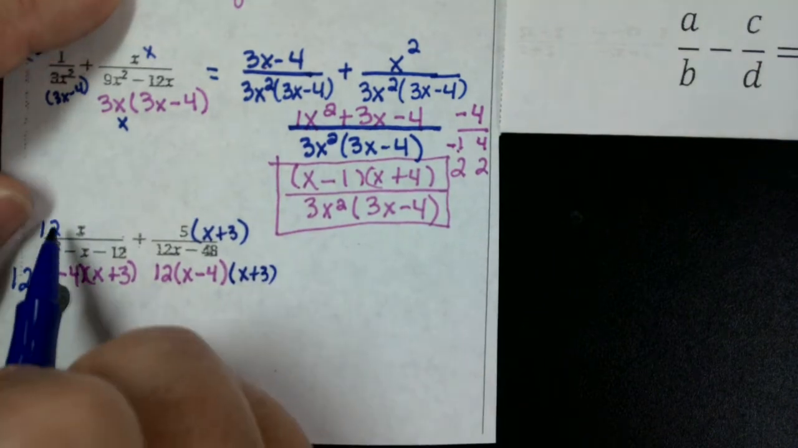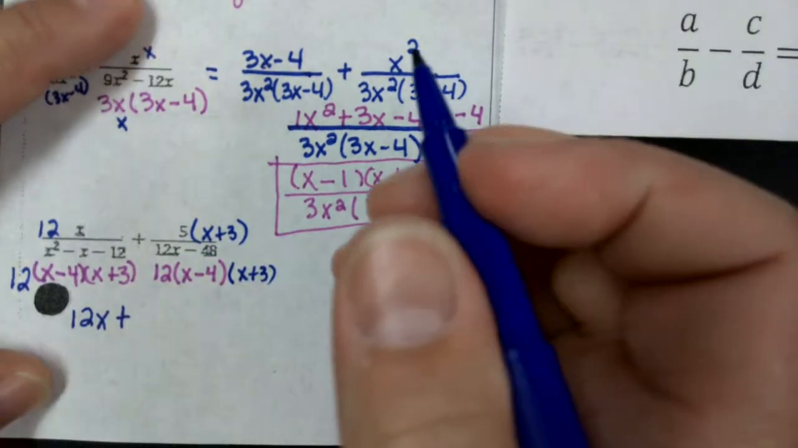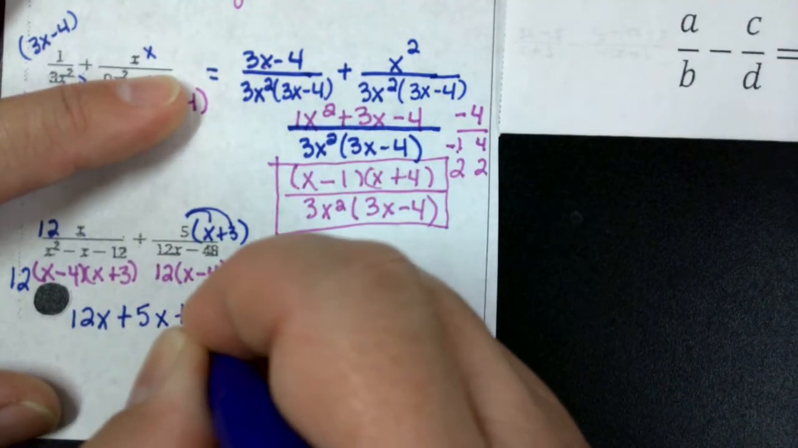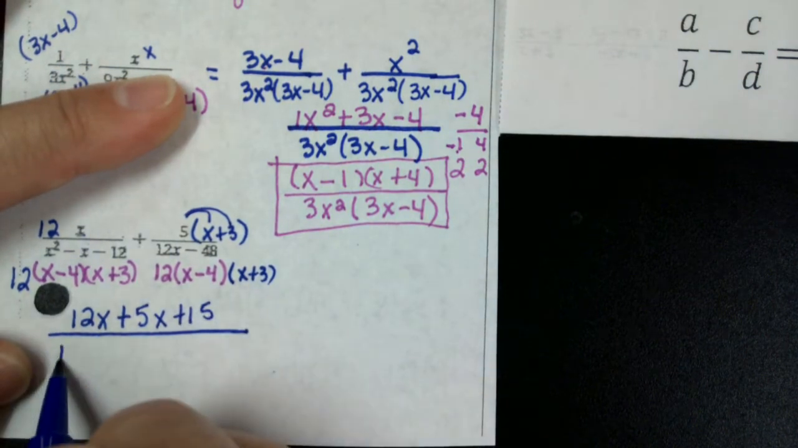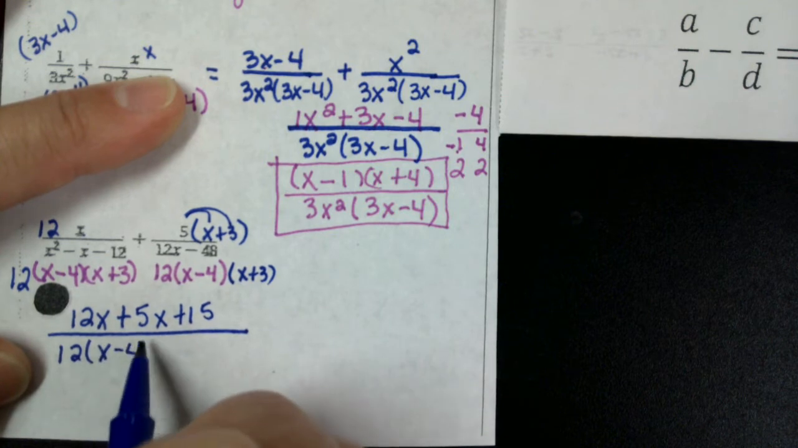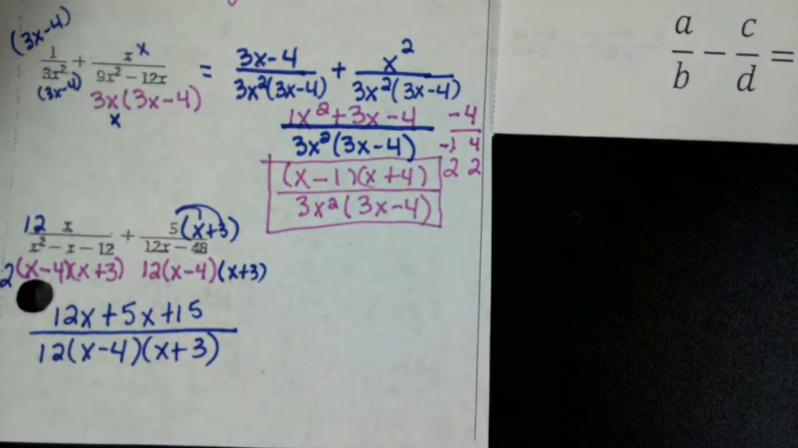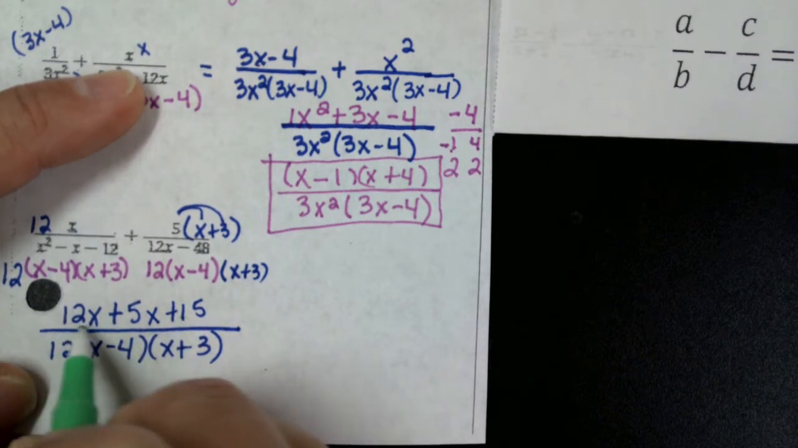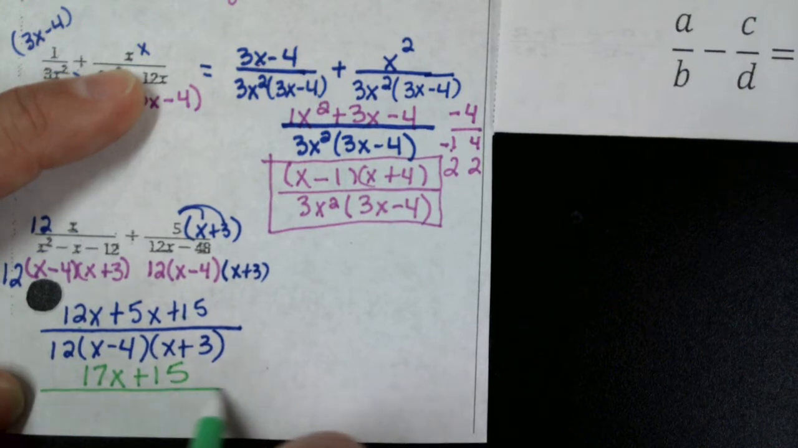So what am I going to get? 12x plus 5x plus 3 is 15. And that's all over my common denominator, 12 times x minus 4 times x plus 3. Now, looking at my numerator, I can see that there is more to do here. So I have 12x plus 5x, that's 17x plus 15, all over my common denominator.